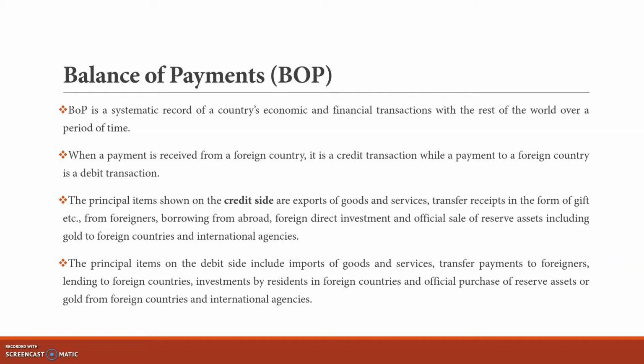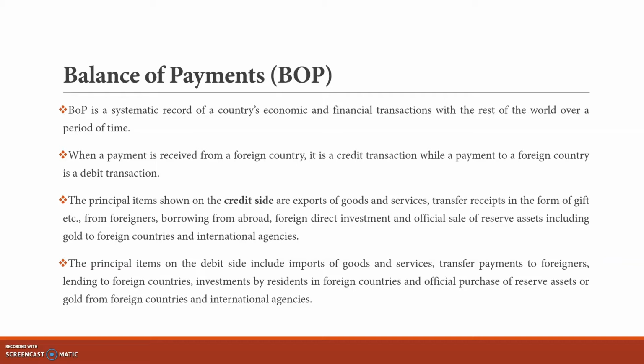It is a systematic record of a country's economic and financial transactions with the rest of the world over a given period of time, say 1 year. So how much commodities we are exporting, that value has to be taken into account in terms of money. The financial transactions with the rest of the world over a period of time is called balance of payments. It's a systematic record of a country's economic as well as financial transactions.